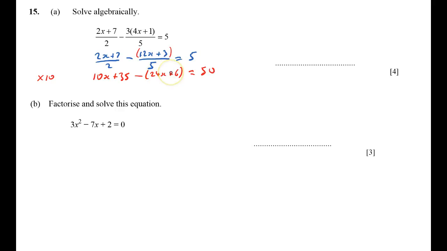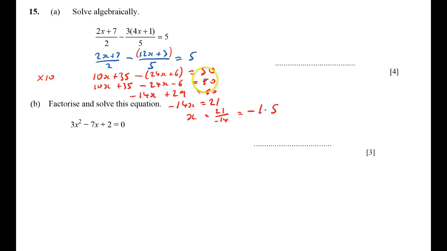And now I've got this minus bit here, so that means minus all of this, so that will be 10x's plus 35 minus 24x's, and I've also got to take away that 6 as well, and that equals 50. What have I got? I've got minus 14x, and that's plus 35 minus 6 is plus 29 equals 50. Take away 29 from both sides, I've got minus 14x is 21. Divide by minus 14, I get x equals 21 over minus 14, which equals minus 1.5. There are definitely simpler ways of doing that, but that's how I did it.